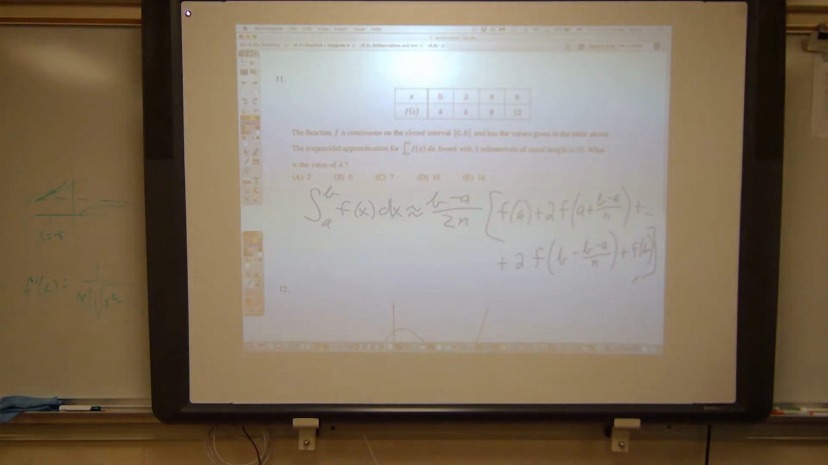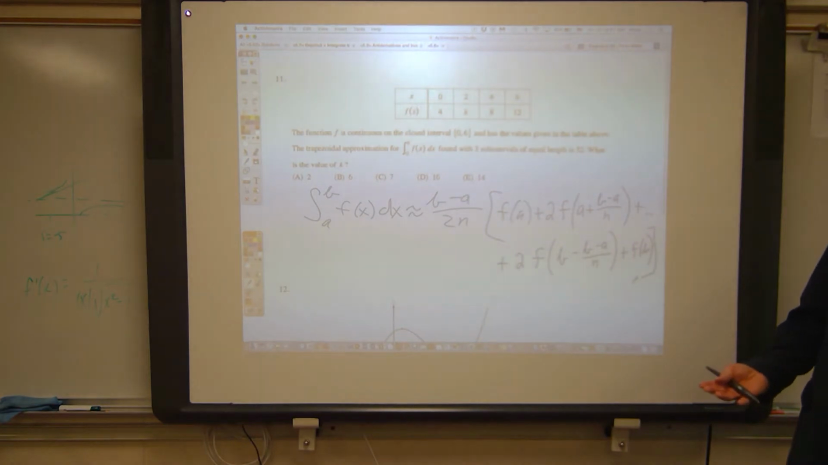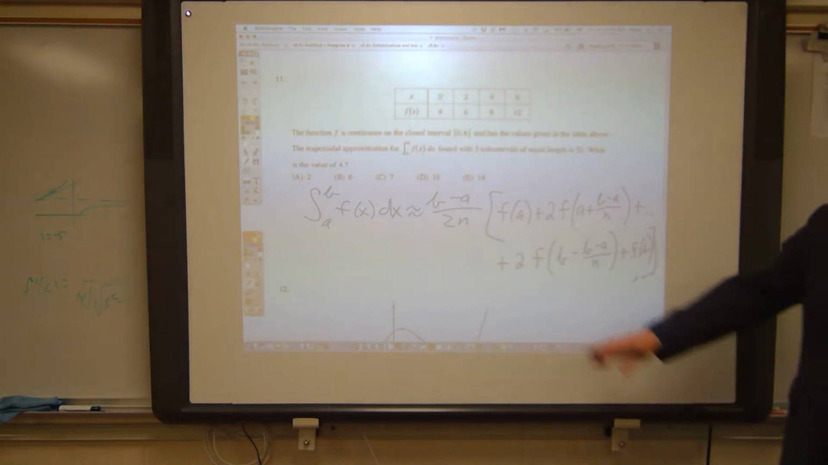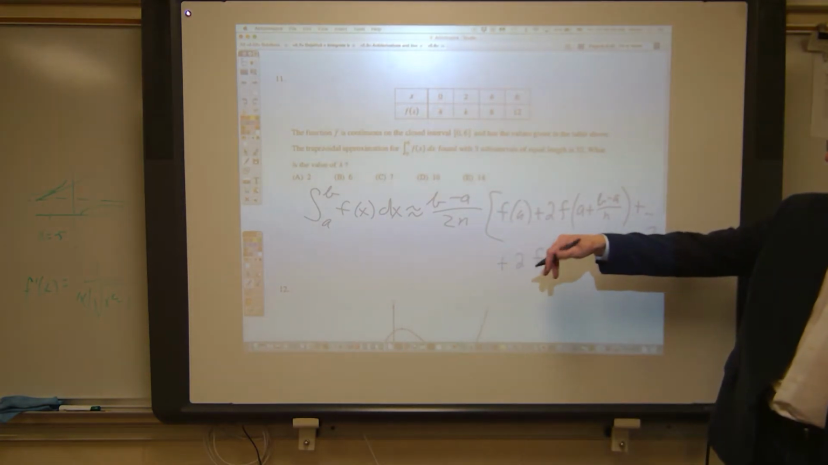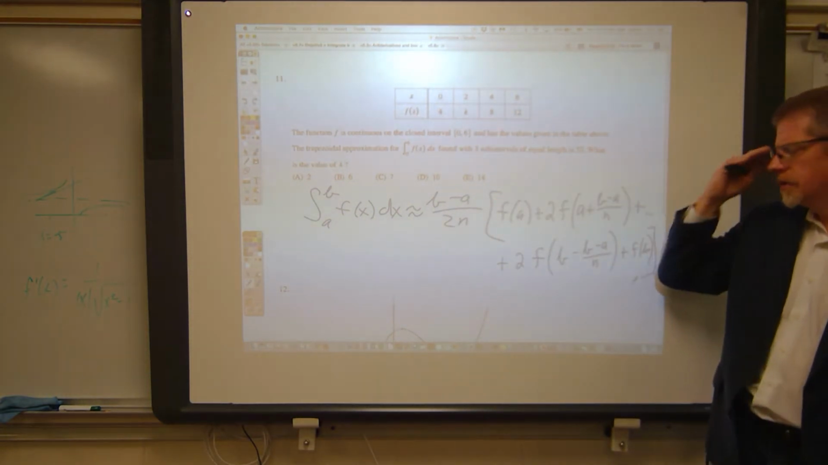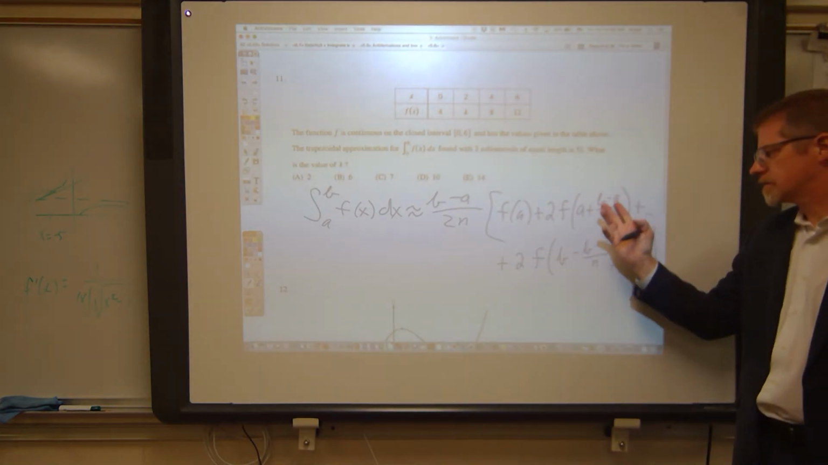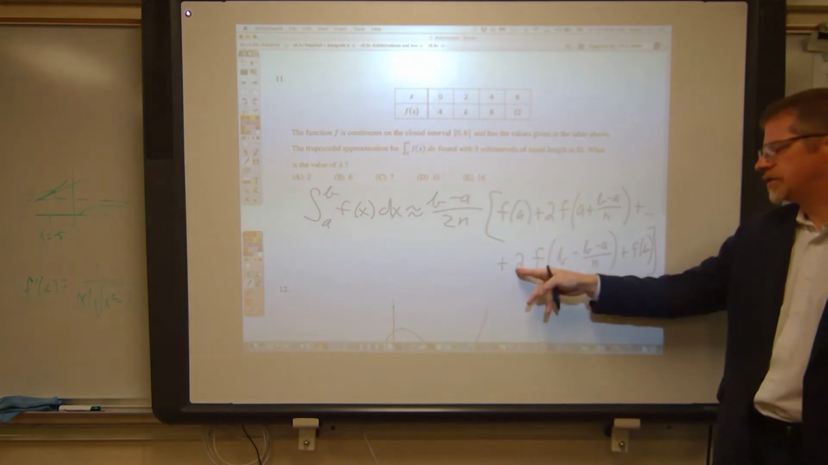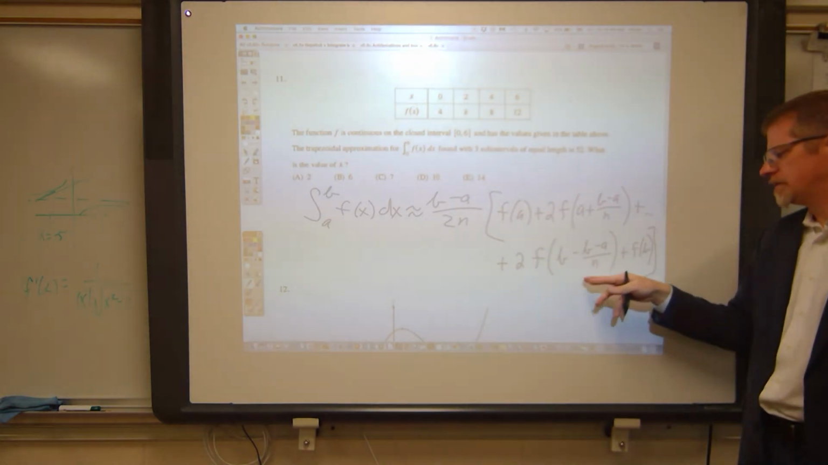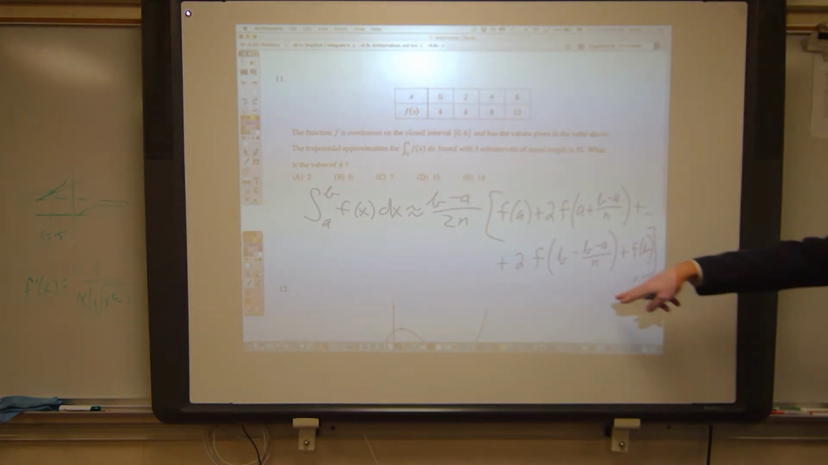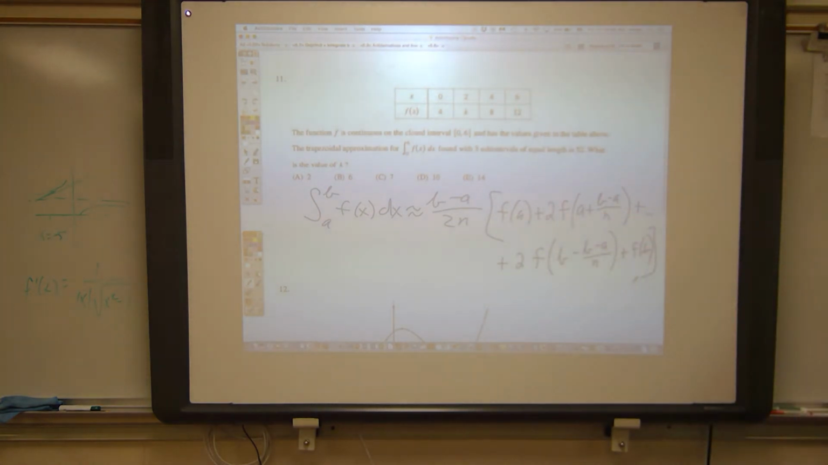Now, what I've done so far in this problem is just write down, according to my recollection, what the trapezoid rule is. B minus a over 2n times, again, this is the approximation of the integral, f of a plus 2 f of a plus b minus a over n keeps going, plus 2 times f of b minus, this is the second class term, b minus a over n. The last term doesn't have a 2 in front. The first term doesn't have a 2, last term doesn't have a 2.